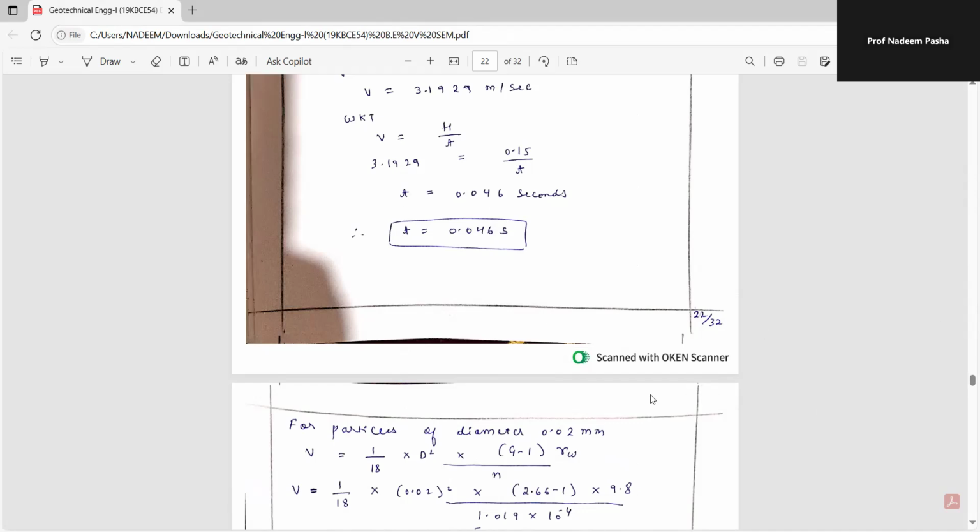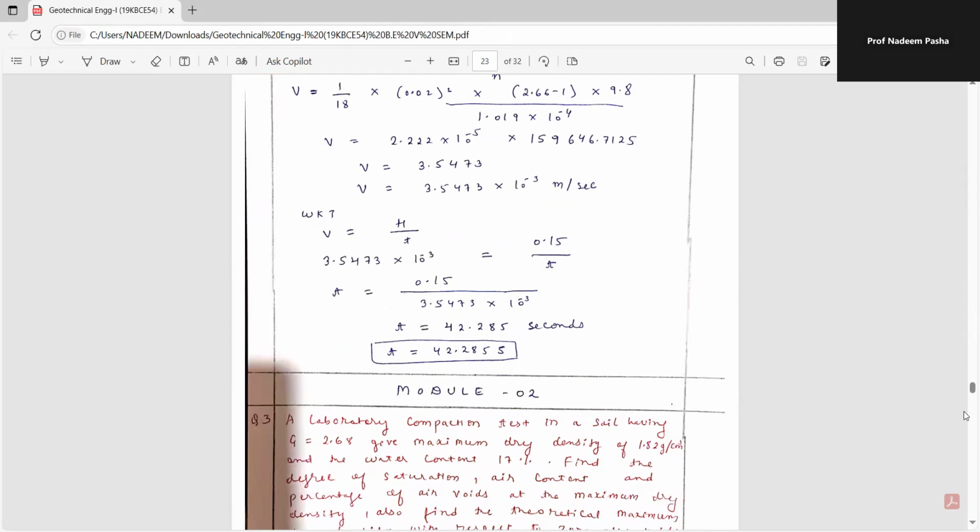For particles of diameter 0.02 mm, V is equal to 1 by 18 into d square into (G minus 1) gamma W by N. So V is equal to 1 by 18 into 0.02 square into (2.66 minus 1) into 9.8, N is 1.019 into 10 raised to minus 4. So V comes out to be 3.5473 into 10 raised to minus 3 meter per second. We know that V is equal to H by T, and H we have calculated as 0.15. If you do the calculation, time comes out to be 42.2855.